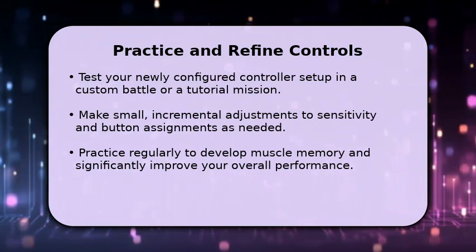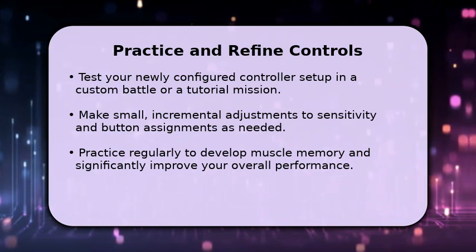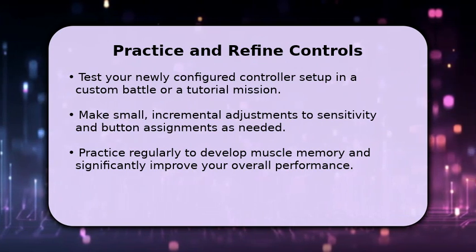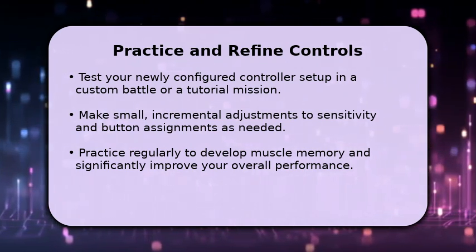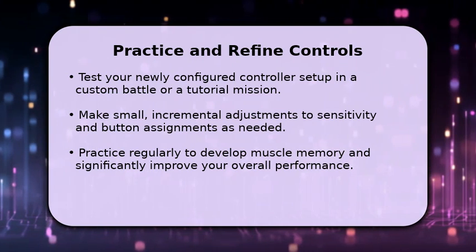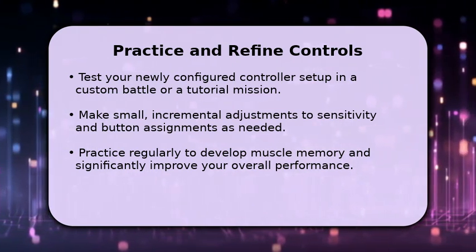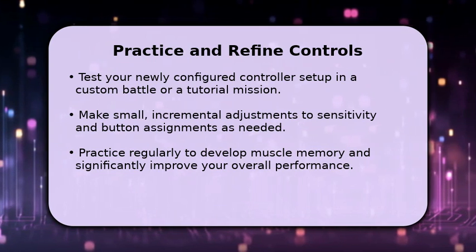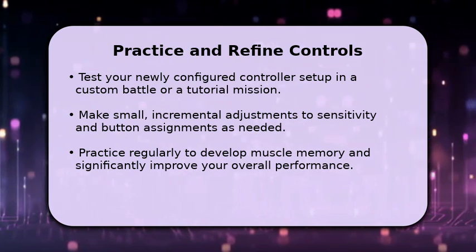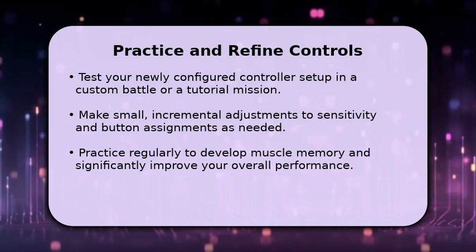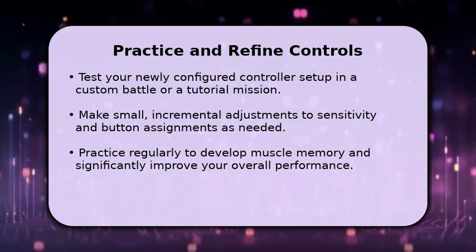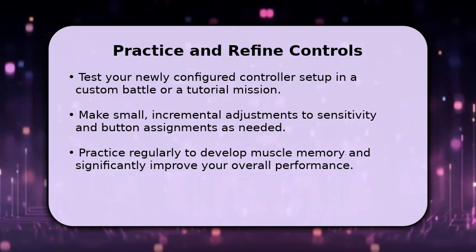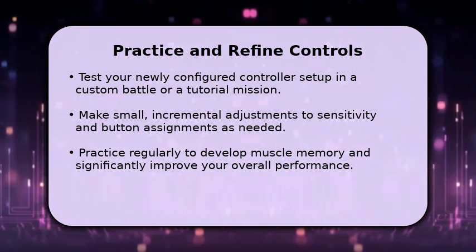The final, crucial step is to practice and refine your controller setup. Take your new configuration into a custom battle or a tutorial mission to test it thoroughly. Pay close attention to how your vehicle responds and make small, incremental adjustments to sensitivity and button assignments as necessary. Remember, mastering controller play takes time. Consistent practice is key to developing muscle memory and significantly improving your overall performance across all vehicle types in War Thunder. Dedicate about 15 to 20 minutes daily for optimal results.